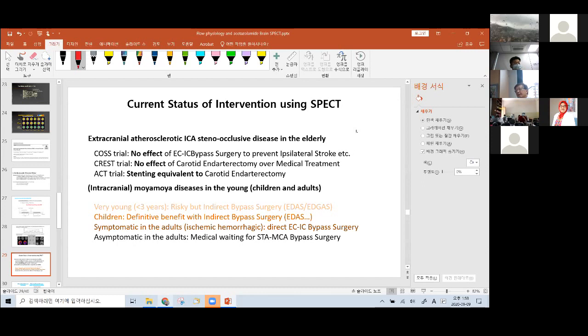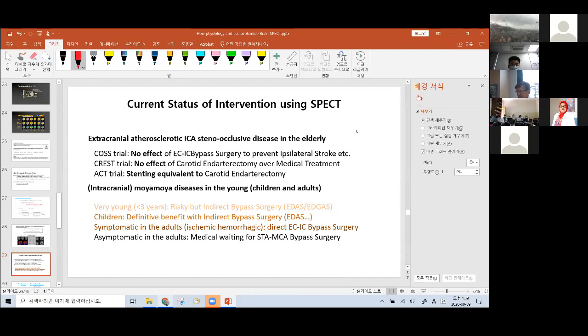However, in case of the intracranial ICA stenosis, as I just told you, the border of the extracranial and intracranial is the supraclinoid portion of the ICA. Intracranial moya-moya disease in the young. And the young means, interestingly, there has been an increasing prevalence both in Japan and China and Korea. So we are witnessing many more subjects showing intracranial moya-moya disease in the others.